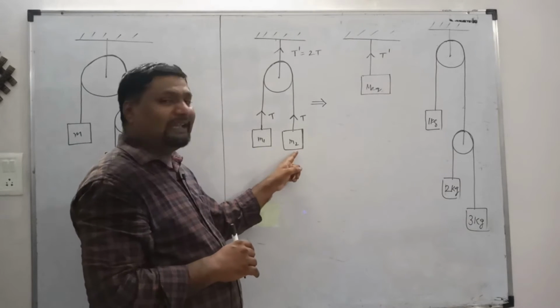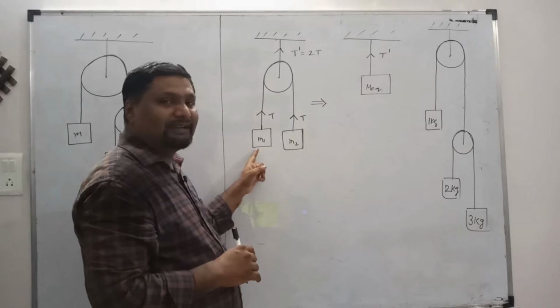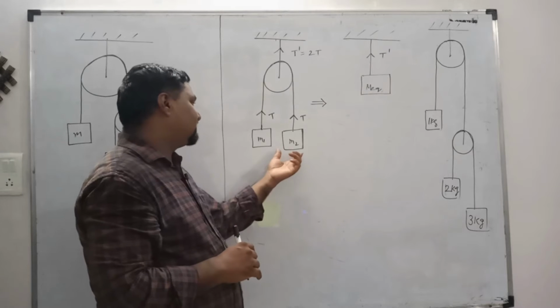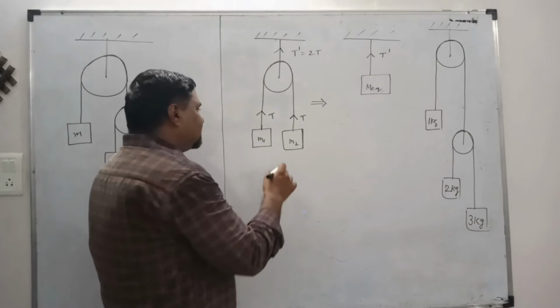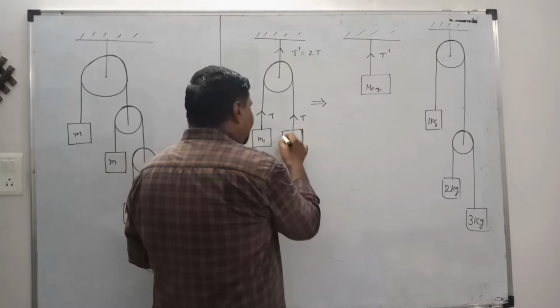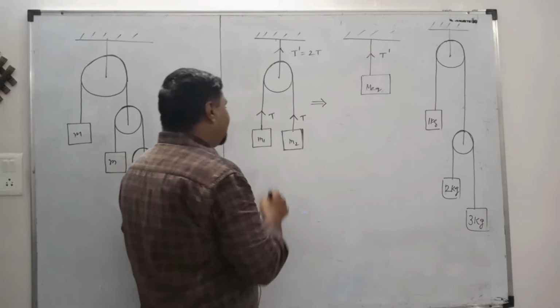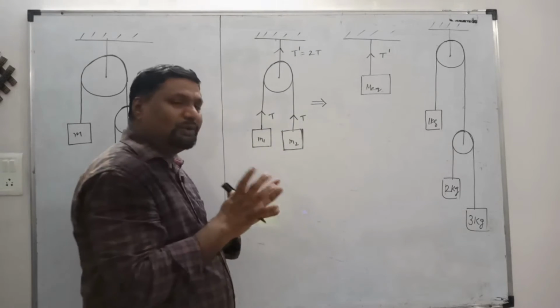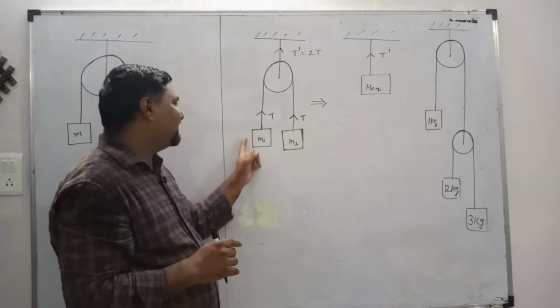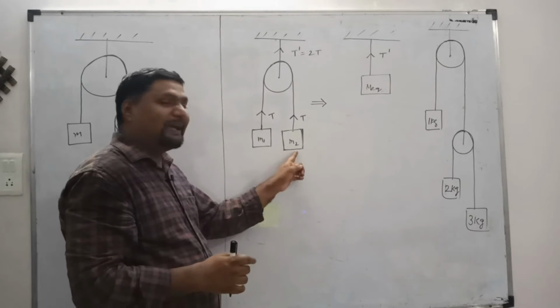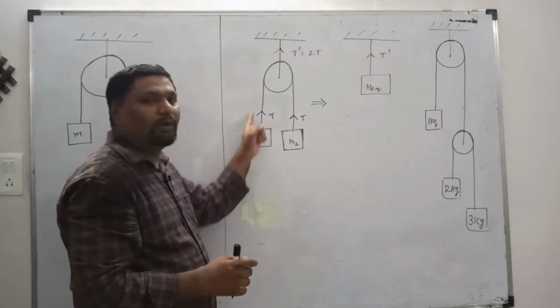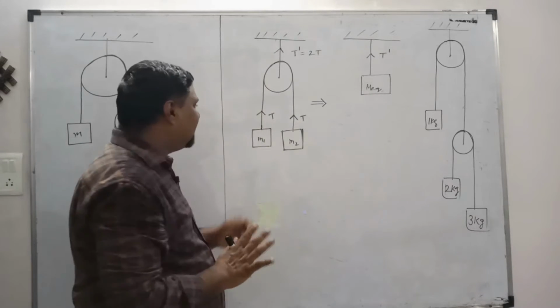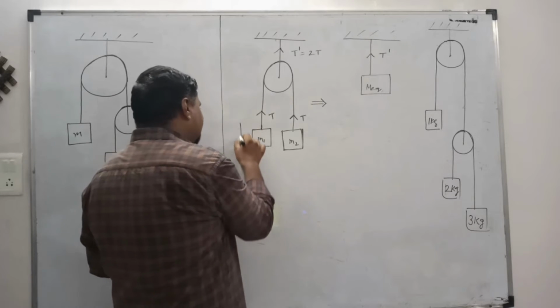Suppose this block is a little heavier and this one is a little lighter. Let us suppose a very fat man is hanging from this side and a very thin, underweight man is hanging from this side. Obviously, this man will go down and this man will go up. So this is the system. I want to find the acceleration of the system.